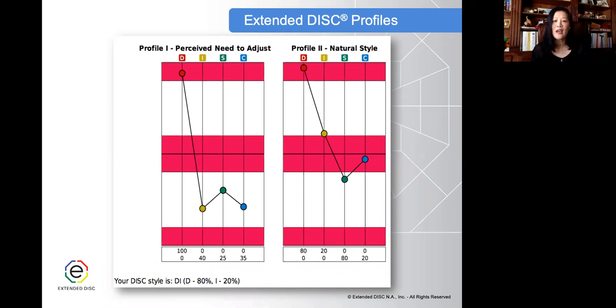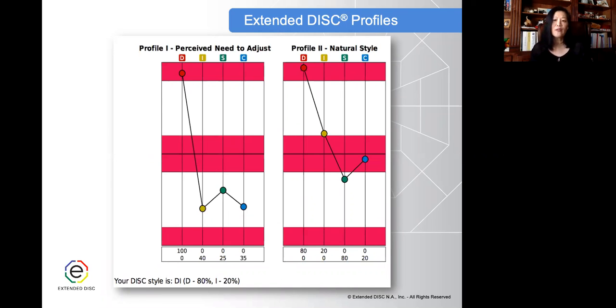And the first one is profile 1, which is your perceived need to adjust. I call that a snapshot. It's a picture of how you felt you needed to present in terms of the 4 DISC styles at the time you took the assessment. So it reflects how you believe you need to adjust to the present environment.